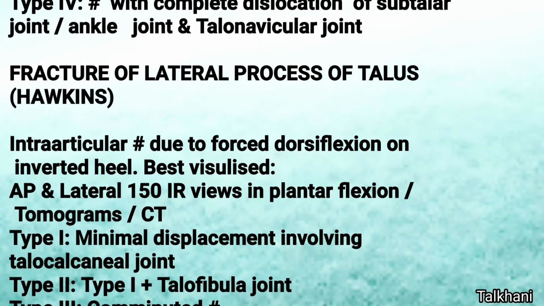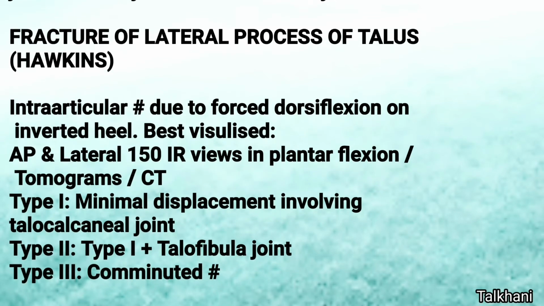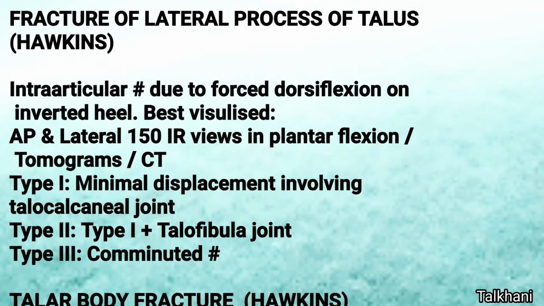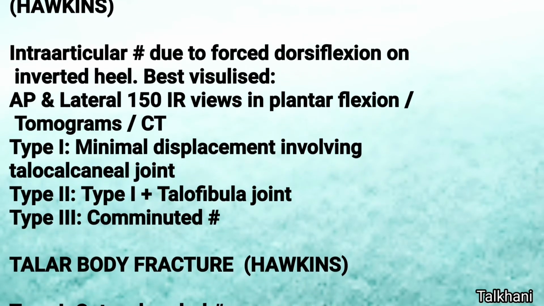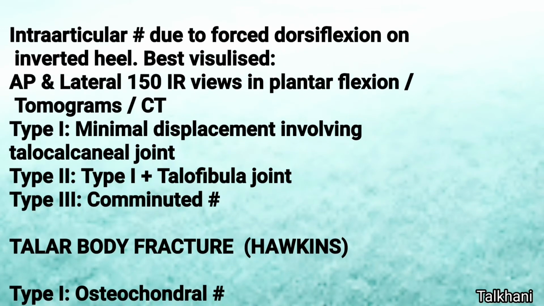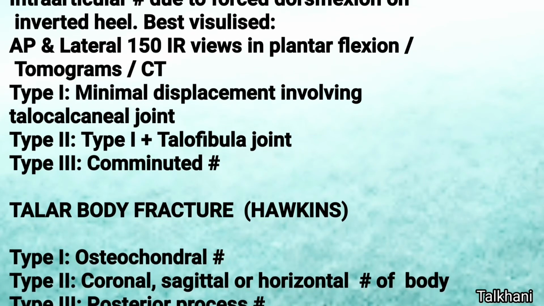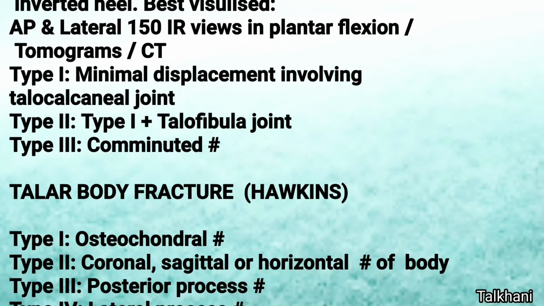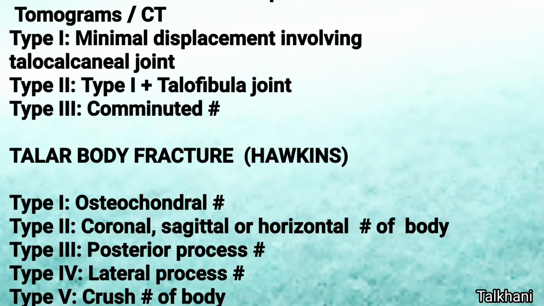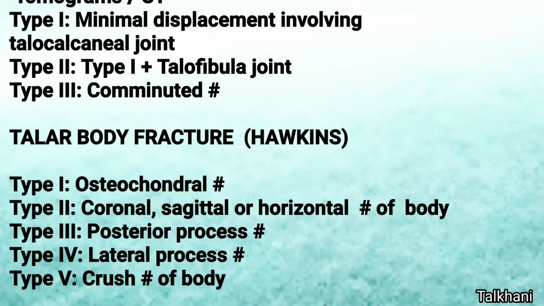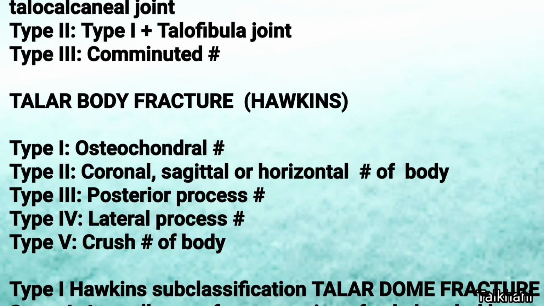Hawkins has classified fracture of lateral process of the talus. This is an intra-articular fracture due to forced dorsiflexion on inverted heel. Anteroposterior and lateral x-rays of the ankle in 15 degrees of internal rotation and in plantar flexion may be necessary. Tomograms or CT scans may be necessary to demarcate the fracture line. Type 1, minimal displacement involving talocalcaneal joint. Type 2, type 1 with talofibular joint involvement. Type 3 is comminuted fracture.